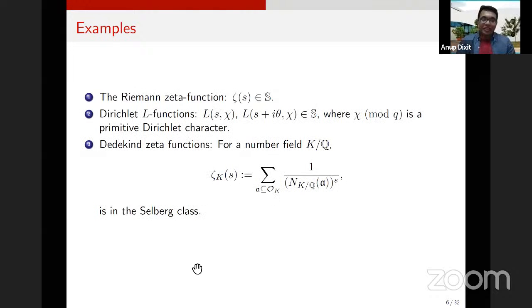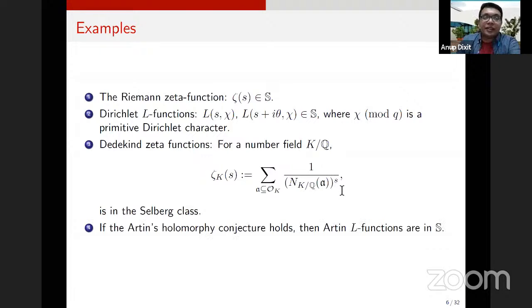Okay, so giving certain examples and just making sure that all the familiar L functions are there. We have the Dirichlet L functions, and Dedekind zeta functions coming from number fields. This is the definition, summing over norms of all the integral ideals to the power s. And Artin L functions are also in the Selberg class, assuming Artin's holomorphy conjecture, which claims that Artin L functions are entire.